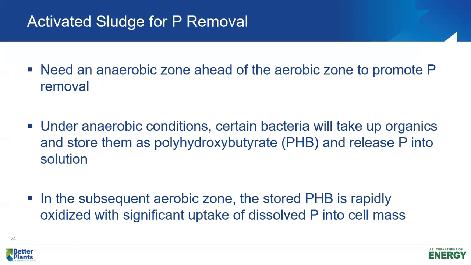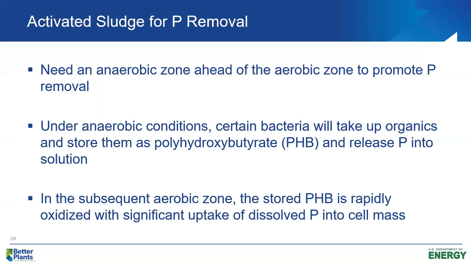If we design the activated sludge for biological phosphorus removal, normally we'll have an anaerobic reactor followed by an aerobic reactor. And in the anaerobic reactor, we utilize our phosphorus accumulating organisms. We call them PAOs, phosphorus accumulating organisms. And in the anaerobic reactor, these phosphorus accumulating organisms, they're going to readily take up biodegradable organic matter, and they're going to store it as polyhydroxybutyrate. And at the same time, they release dissolved orthophosphate into solution.